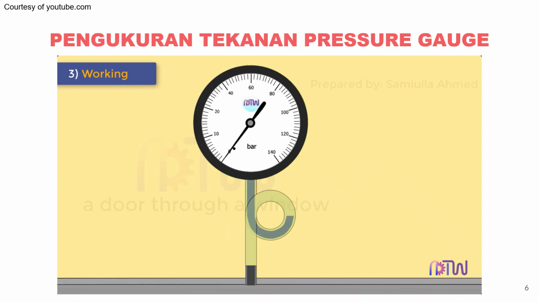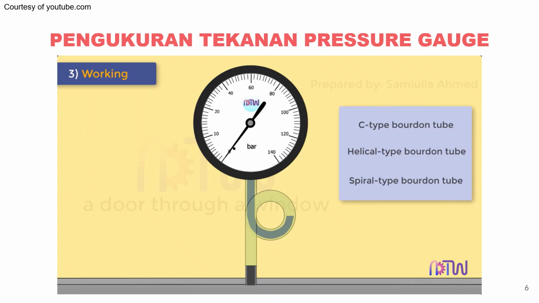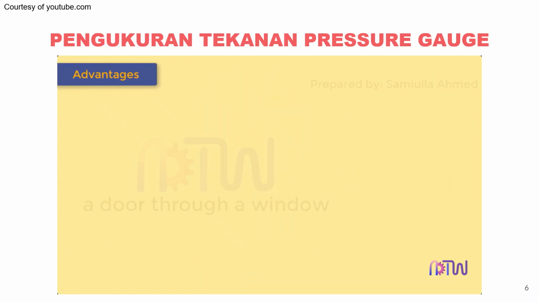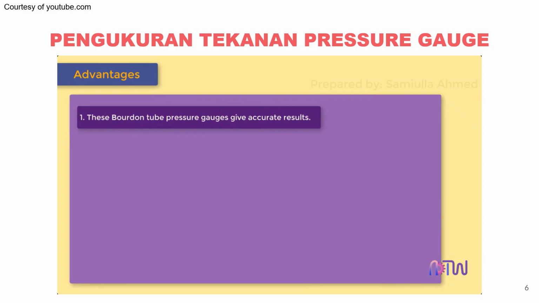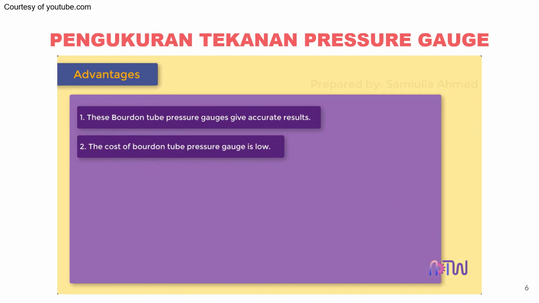Burden tubes are generally made in three shapes: C-type, helical type, and spiral type. Advantages of burden tube pressure gauges. 1. These burden tube pressure gauges give accurate results. 2. The cost of burden tube pressure gauges is low. 3. Burden tubes are simple in construction.